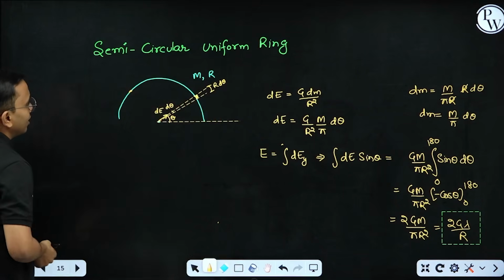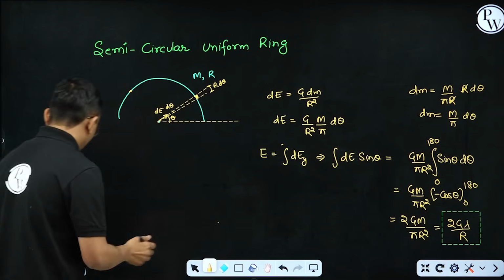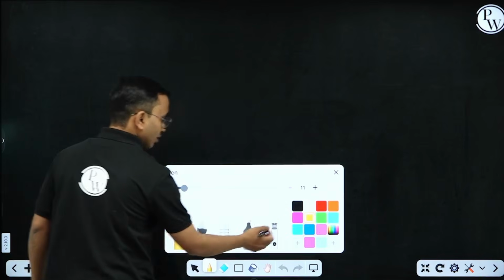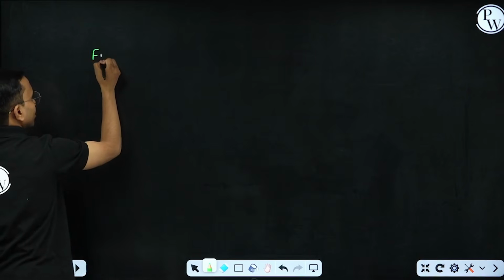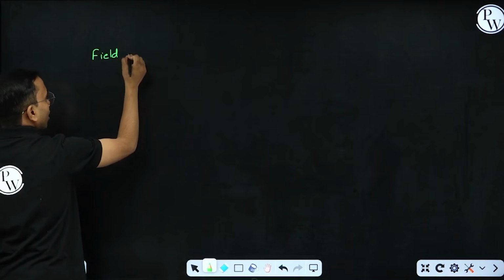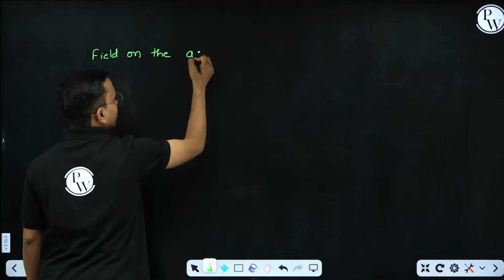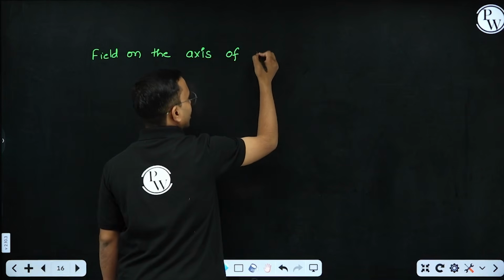Now let us consider, let us find the gravitational field on the axis of a ring. Okay, let us do that. So, field on the axis of a uniform ring.